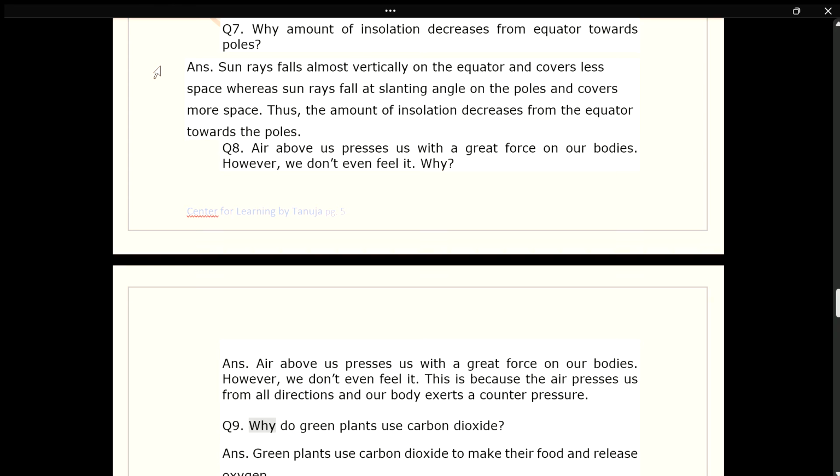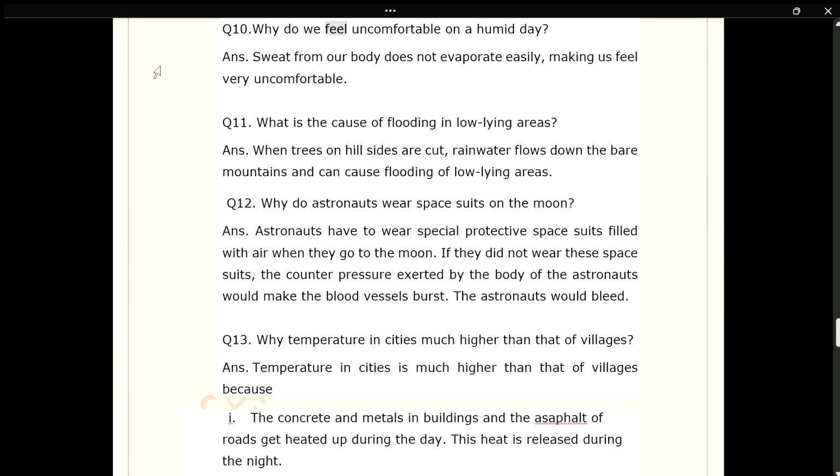Q9. Why do green plants use carbon dioxide? Ans. Green plants use carbon dioxide to make their food and release oxygen. Q10. Why do we feel uncomfortable on a humid day? Ans. Sweat from our body does not evaporate easily, making us feel very uncomfortable.